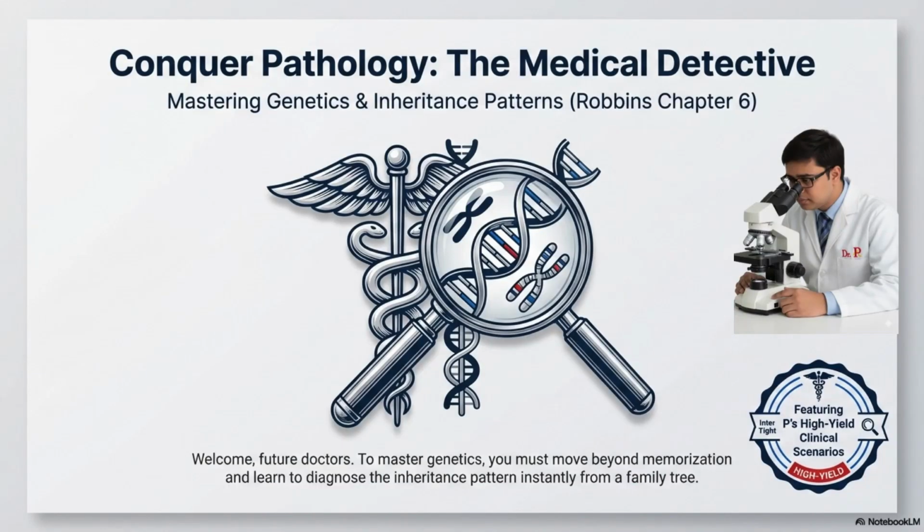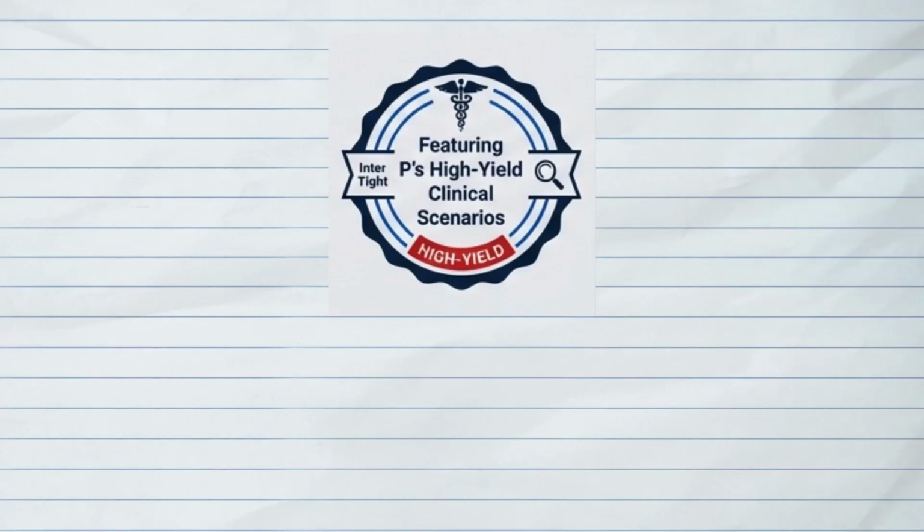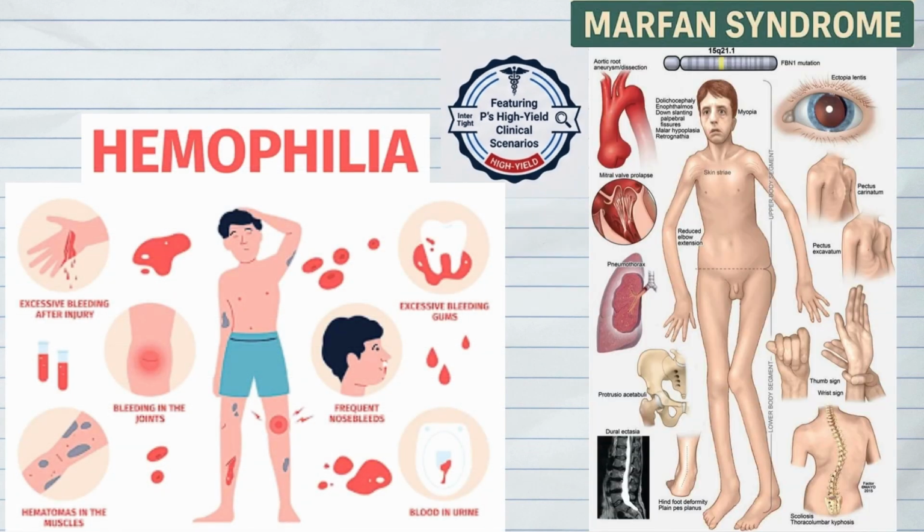We are going to play medical detective. To master Robbins Chapter 6 Genetics, you must be able to look at a family tree or the pedigree and diagnose the inheritance pattern instantly. We will walk through two classic clinical scenarios, hemophilia A and Marfan syndrome.